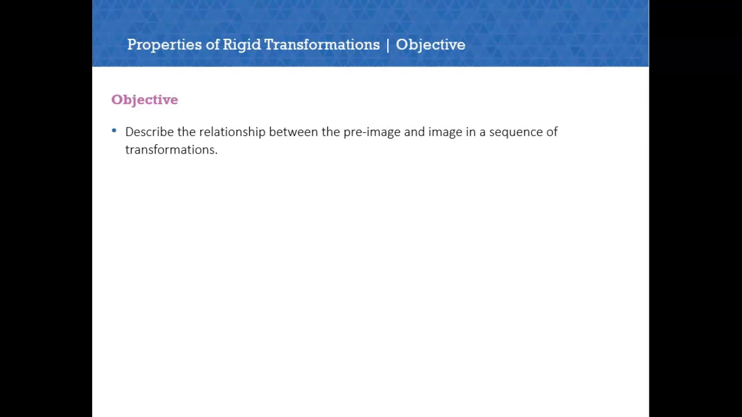We don't have any new vocab for today, so the vocab you will want is from previously in this unit. The pre-image is the original image. The image is the new image after a transformation. A rigid transformation does not change size or shape. We also talk about non-rigid transformations where it does change size, but not shape. We've talked about rotations, reflections, and translations. So let's take a look at our first problem.